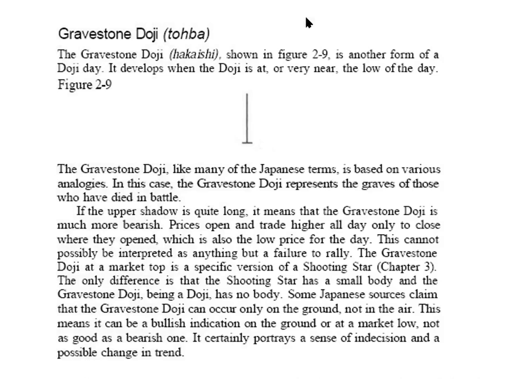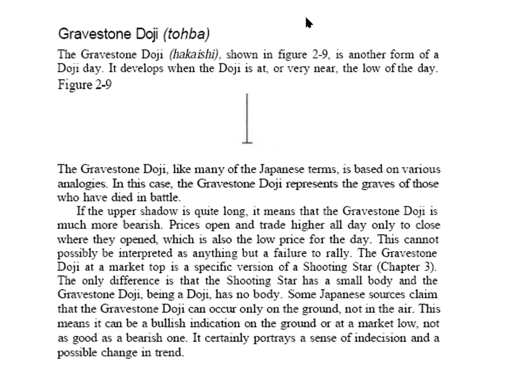Then the gravestone doji. A gravestone doji, shown in figure 2.9, is another form of doji day. It develops when the doji is at or very near the low of the day. Prices open at one level, keep going to a higher level, and after reaching the higher level, sellers come in and push the prices back to the same level where it opened.